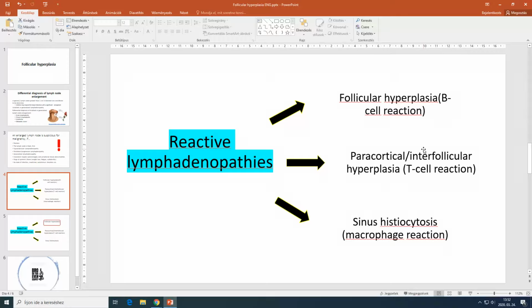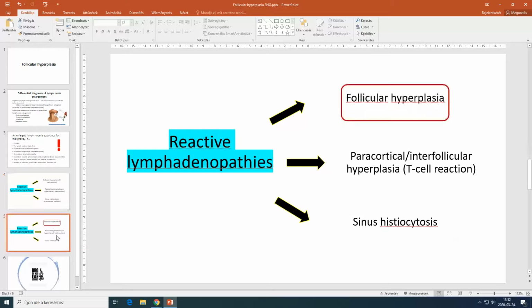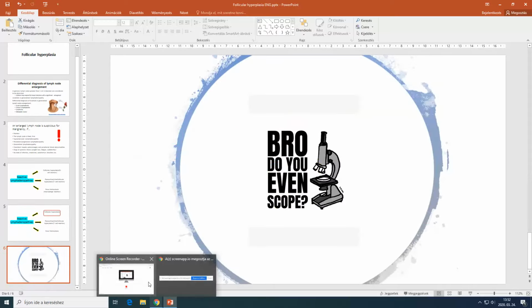Paracortical or interfollicular hyperplasia is a T-cell reaction representing immunologic reaction to drugs, viral infection, and after vaccination we can see this type of hyperplasia. Sinus histiocytosis is a macrophage reaction that we will usually see in chronic infections or in a lymph node draining the lymph from an area involved by a solid tumor. Today we're gonna focus on follicular hyperplasia, and I ask you to please open the slide.